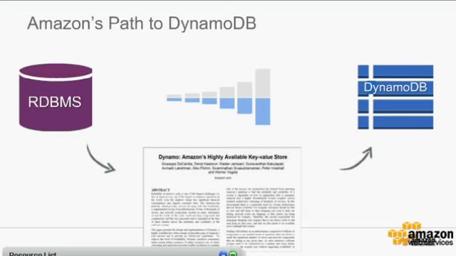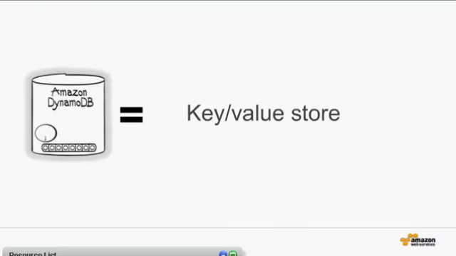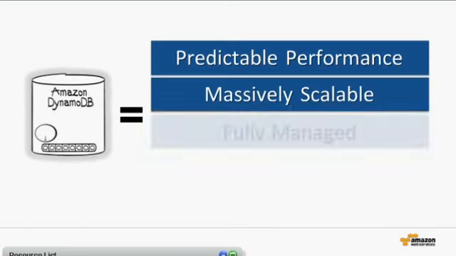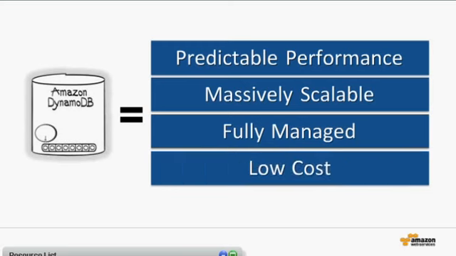So at its heart, Amazon DynamoDB is simply a simple key value store. If you're a developer, you can think of it as a large distributed array or hash of keys and values. But when you start to dig into it a little bit, what it actually provides is predictable performance. It's designed for massive scale. It can store an unlimited amount of data under its hood.